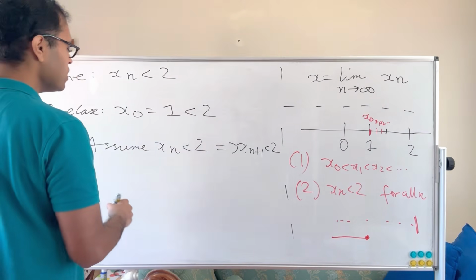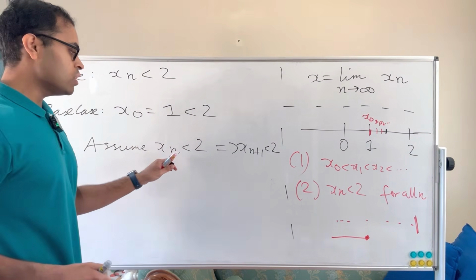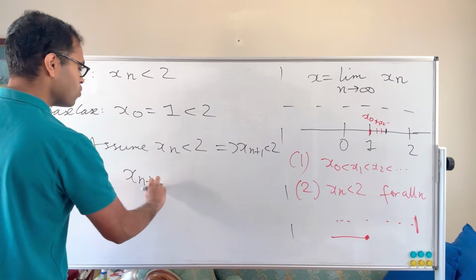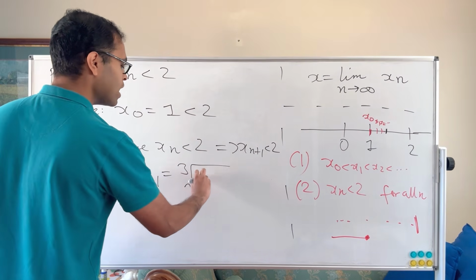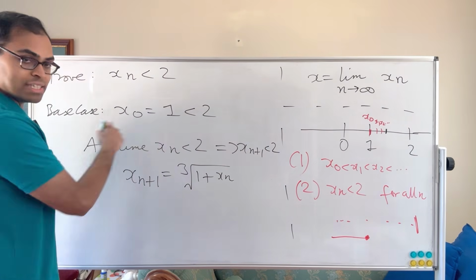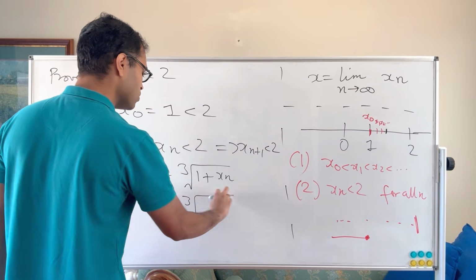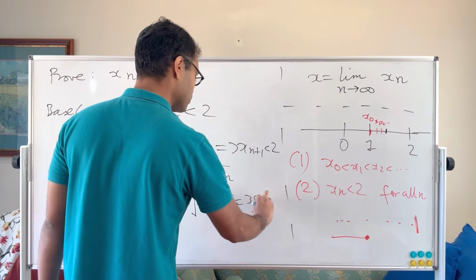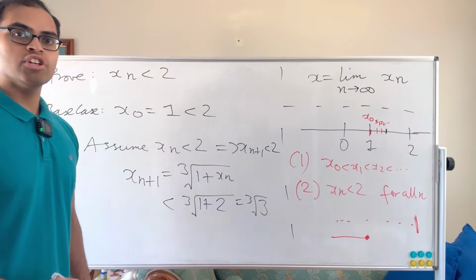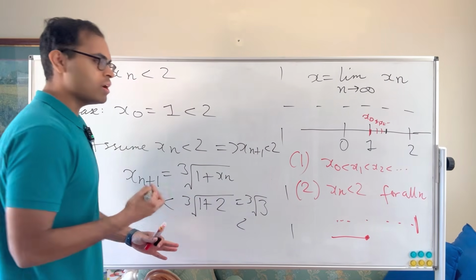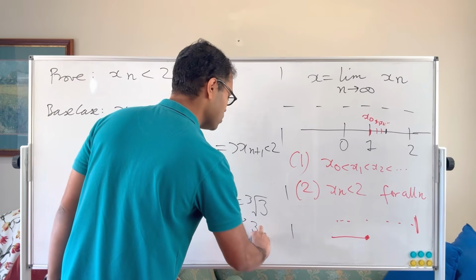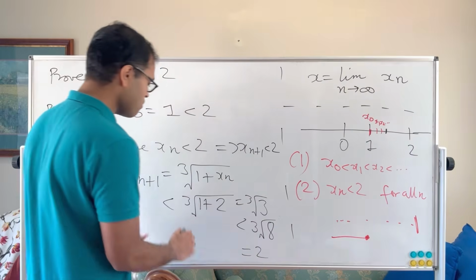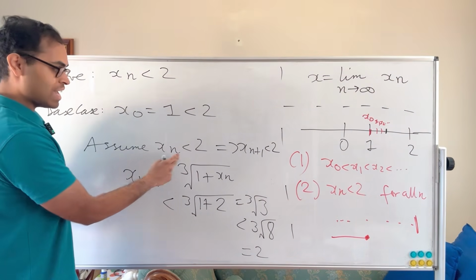So how are we going to do that? First of all, we know x naught is less than 2. Now xn less than 2 implies xn plus 1 less than 2. Why is that? The reason is that xn plus 1 is equal to the cube root of 1 plus xn. Because xn is less than 2, this is going to be less than the cube root of 1 plus 2, which is equal to the cube root of 3. We may not know exactly what the cube root of 3 is, but we know that the next perfect cube after 3 is 8. 8 is 2 cubed, so the cube root of 8 is 2. Therefore, we've concluded that xn plus 1 is less than 2, knowing xn less than 2.